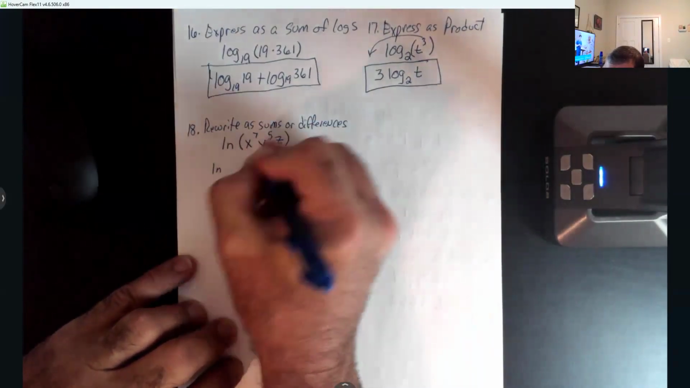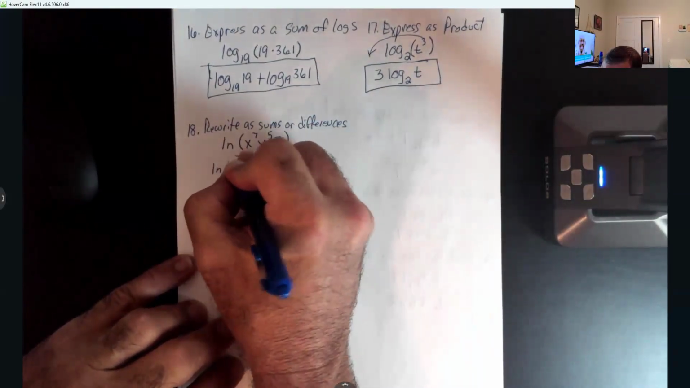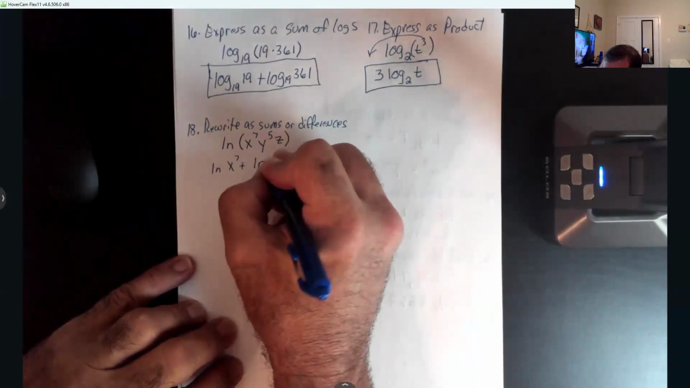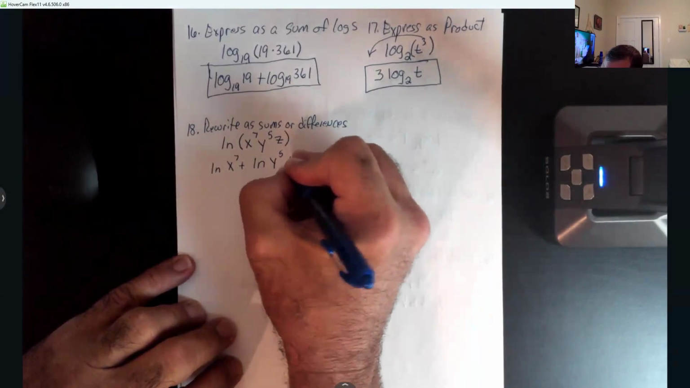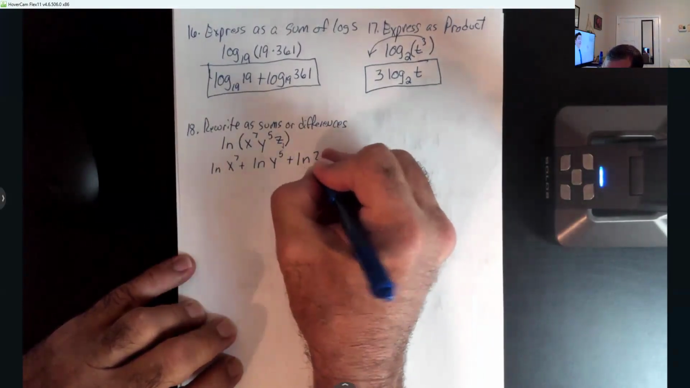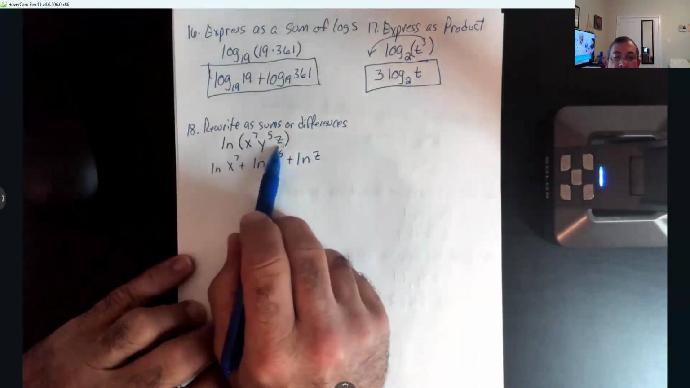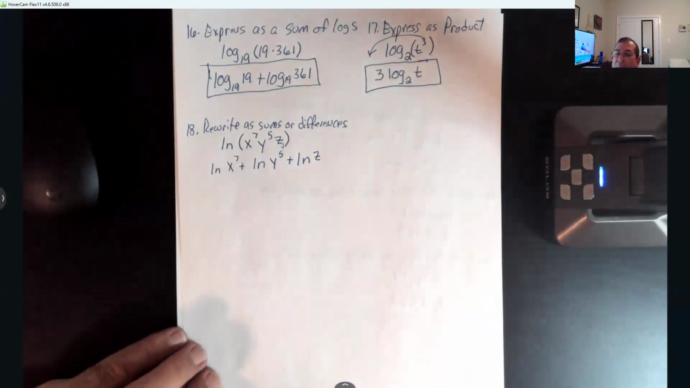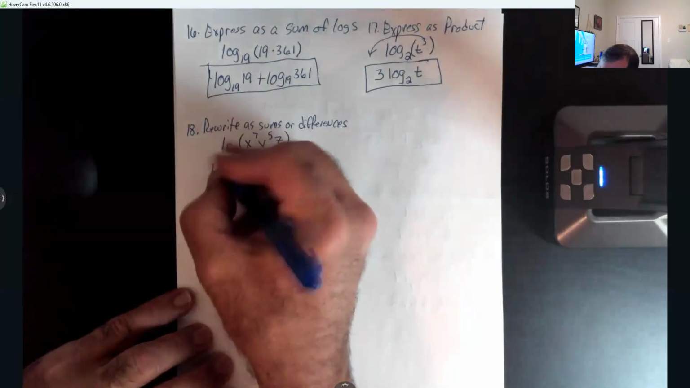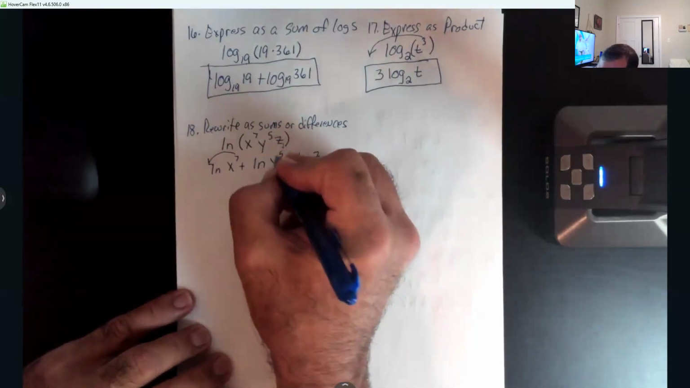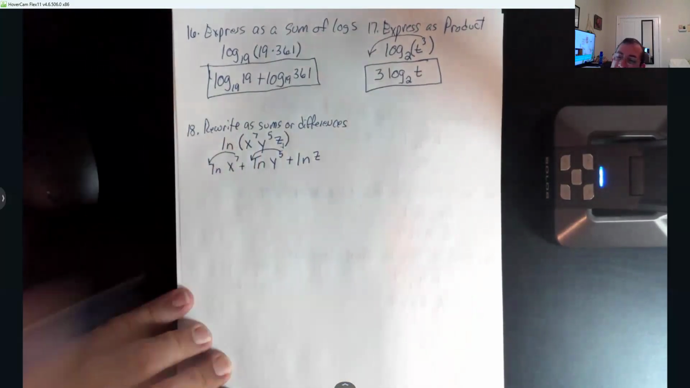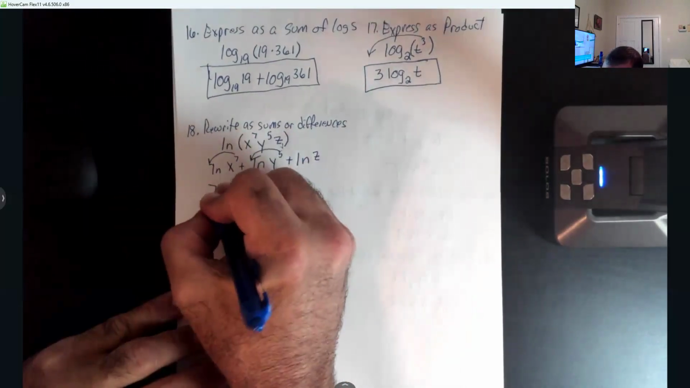So I get an ln x to the 7th plus ln y to the 5th plus ln z. So I just distributed my ln through there. And then my last step looks like that. Got it? You brought them 7s down. Good job. And then you brought that 5 down. So remember, exponents got to come down. Good job.